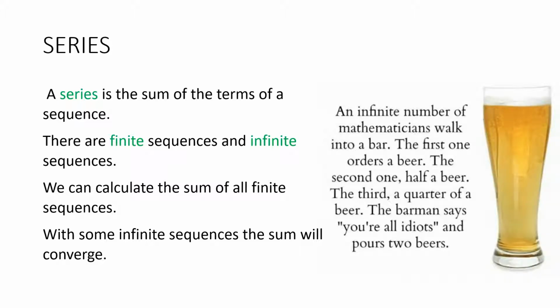And this reminds me of quite a famous mathematical joke, which says, an infinite number of mathematicians walk into a bar. The first one orders a beer, the second one orders half a beer, the third one orders a quarter of a beer, and the barman says, you're all idiots, and pours 2 beers, because this sequence here, half plus a quarter plus an eighth plus a 16th plus ... never is more than 1 beer. So he saves himself a lot of bother and just pours 2 beers.